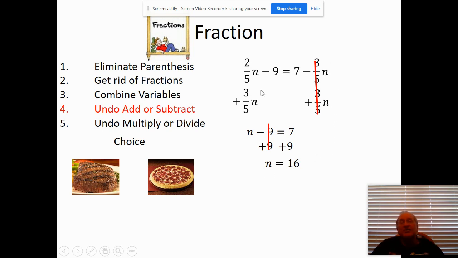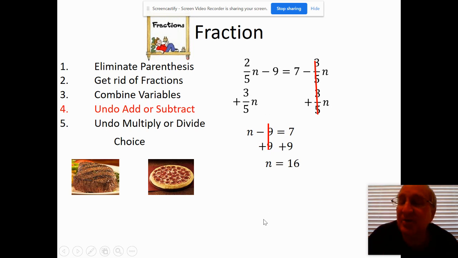This one did have less steps, but sometimes adding fractions is one of the harder things to do. Sometimes it's easier just to get rid of the fractions and multiply. So you have a choice. I would just try to get rid of the fractions first, whether you do it by multiplying or in this case we were able to add them.